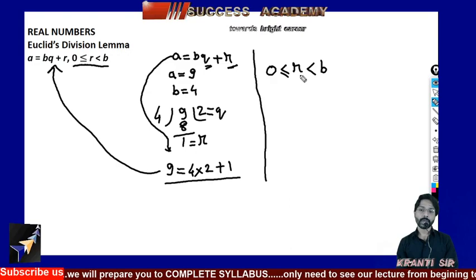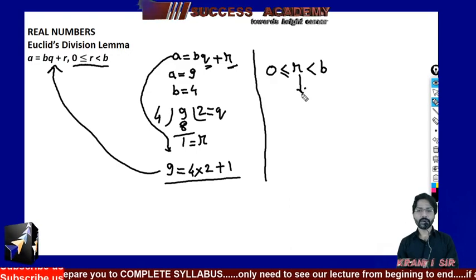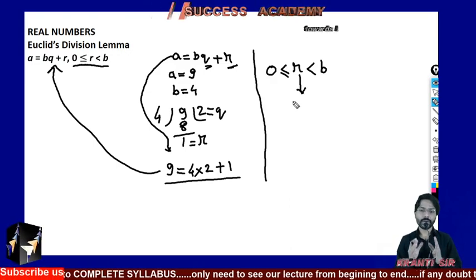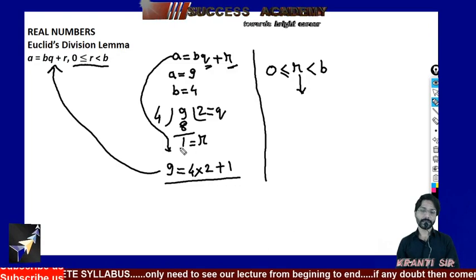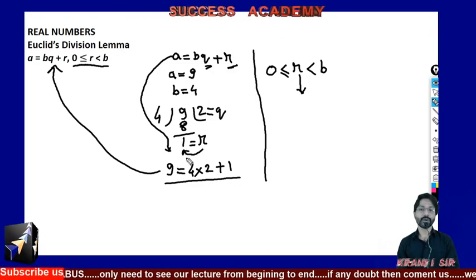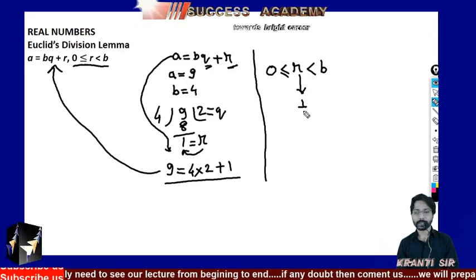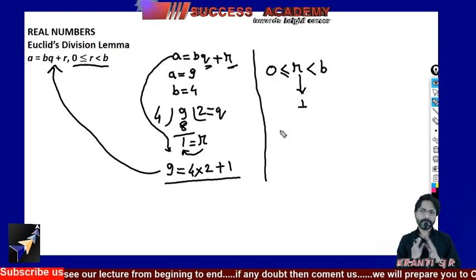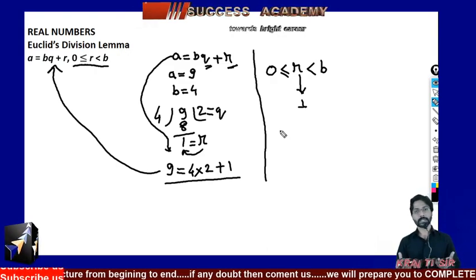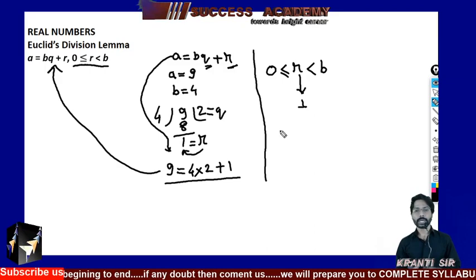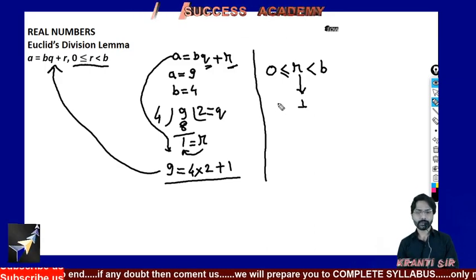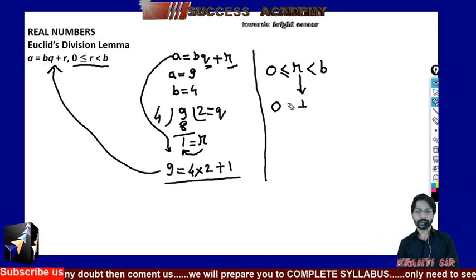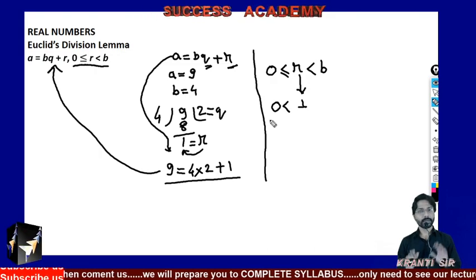Now see, it means r is what? What is the value of r here? You got the value as 1. So put 1 here. Now tell me, is 1 greater than 0 or not? Yes, it's greater than 0. It means you can write it down like this also: 0 less than 1. Okay.